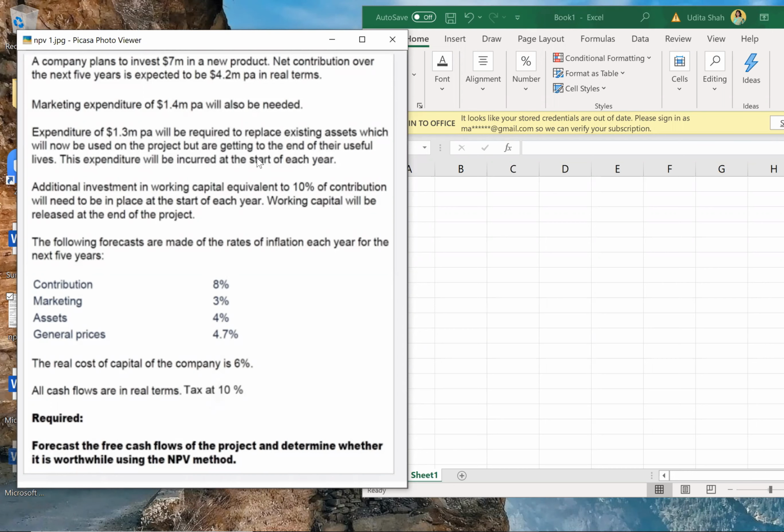So always remember, start of the year means end of the last year. It means end of the last year. We had done this concept in working capital. Same logic will apply over here.